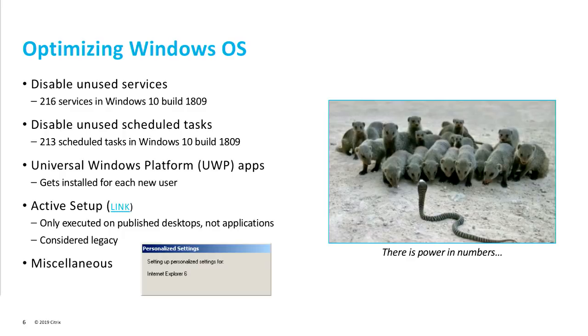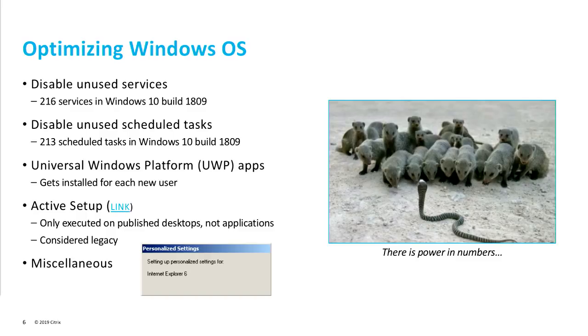I wrote an article about the way Active Setup works, and I couldn't find it anymore. I couldn't find it in Google Cache. And I was told that Google Cache is being deleted after 15 years. So I don't know when I wrote it, but definitely a long, long time ago.